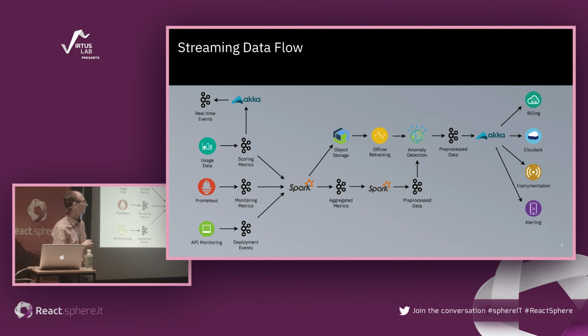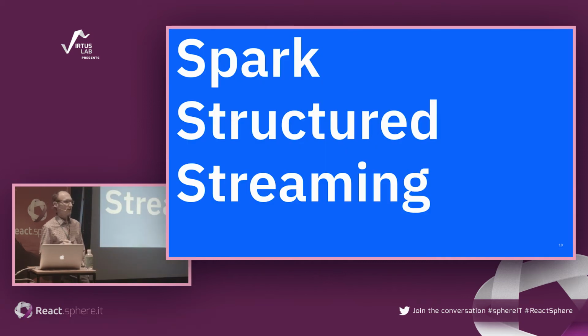So we need to at first store this data somewhere. It can be an object storage. Label this data and train the model. Finally, we can deploy this model and enrich our metrics with, in this case, information how probable it is that some anomaly occurred in the particular, let's say, interval for which we are looking at. Okay, so let's start with Spark structured streaming.